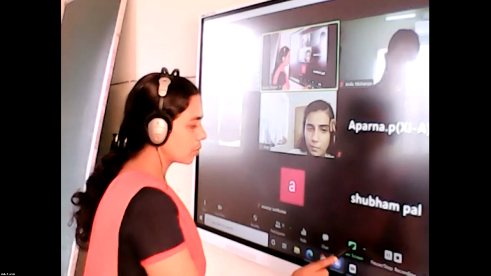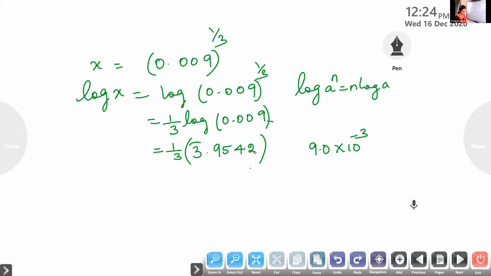So now substitute that value here: 3 bar point 9542, the whole thing divided by 3. What does 3 bar mean? Don't get worried, it is minus 3. 3 bar point 9542 means it is minus 3 plus 0.9542.